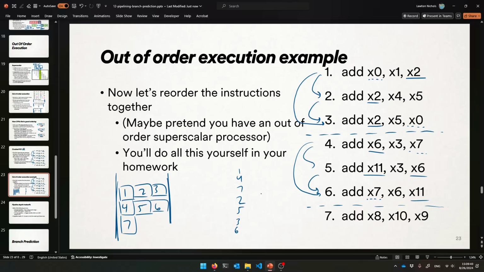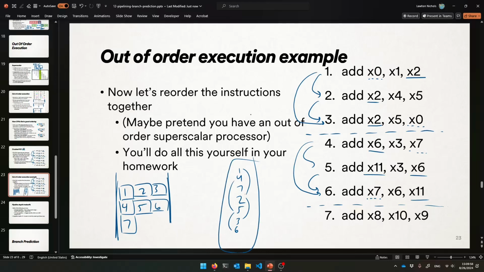Because we have these dependencies, like 1 better happen before 2, better happen before 3, but we're spacing it out so that everything is getting in the right spot first. And then 4, 5, and 6 kind of depend on each other. And then 7's all alone, so it can go anywhere. So if I had to rearrange them, that would be the best rearrangement, all right?